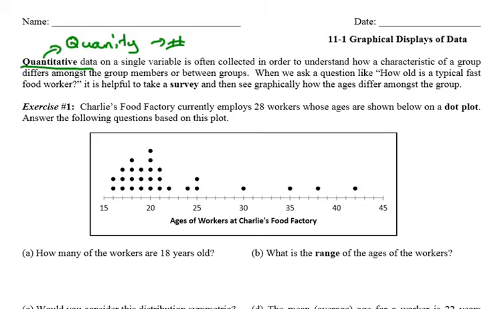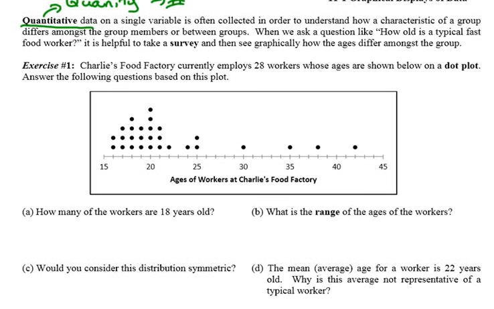Okay, so here's an example. Charlie's Food Factory currently employs 28 workers whose ages are shown below on the dot plot. Answer the following question. So how many of the workers are 18 years old? So if you find 18, 15, 16, 17, 18, and then you're going to count the number of dots. Each dot represents one person unless they tell you otherwise.